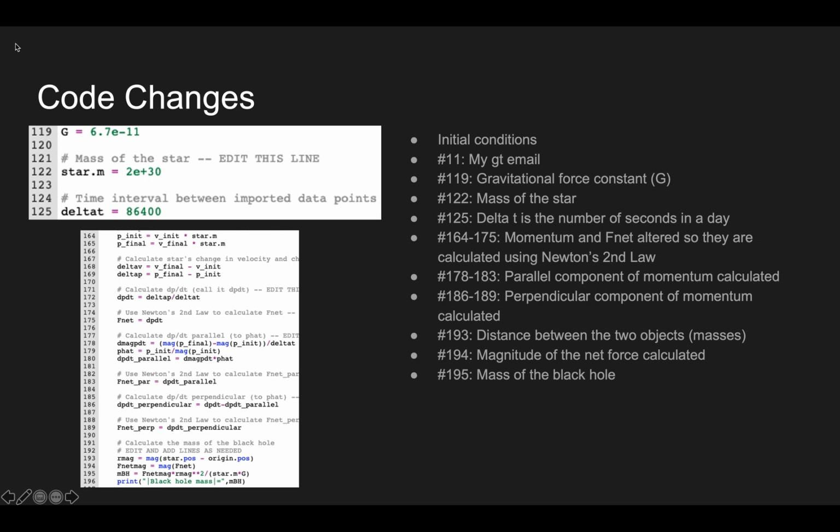I then updated how the momentum and the changes in momentum and velocity are calculated, so that they are calculated using Newton's second law. Then I calculated dp/dt and F net by, once again, using Newton's second law. In lines 178 to 183, I calculated the parallel components of magnitude, and in 186 to 189, the perpendicular components. In line 193, the distance between the two masses is calculated, and in 194, we found the magnitude of the net force. Lastly, in line 195, the mass of the black hole.